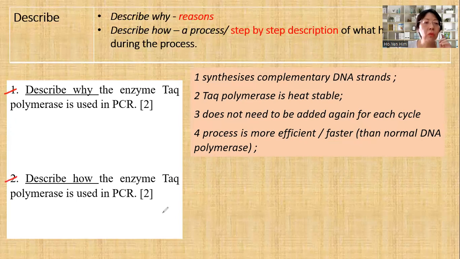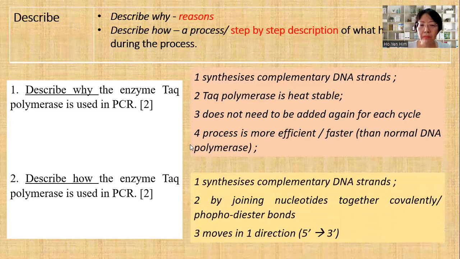Okay. Number 2, describe how the enzyme Taq polymerase is used in PCR. How this enzyme is used in PCR. This question phrasing is a bit strange. Anyway, how is it being used? I'd say, how does the enzyme catalyze a reaction? So this enzyme will synthesize complementary DNA strand. How does it synthesize? By joining nucleotides together. I really have a question mark about this one. I would say it is not accurate.